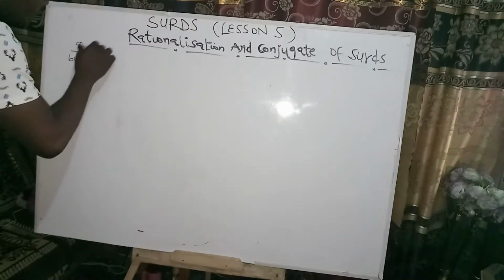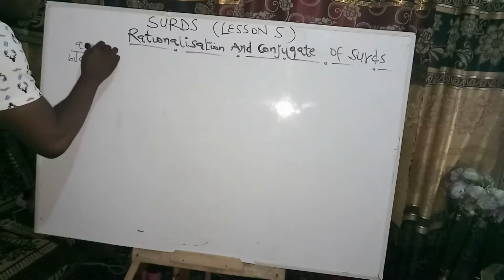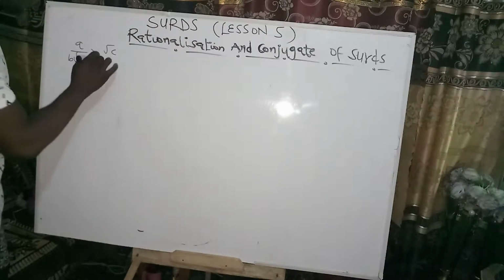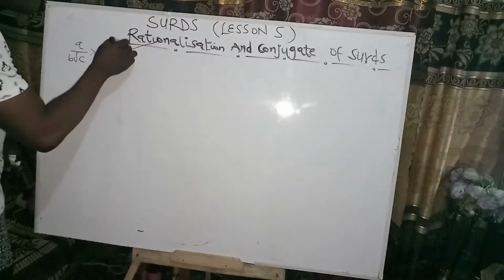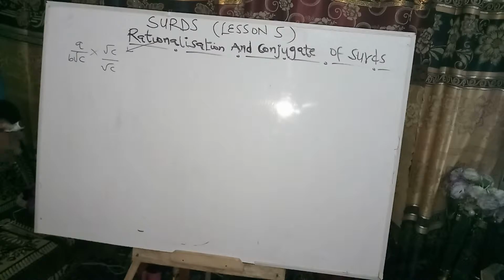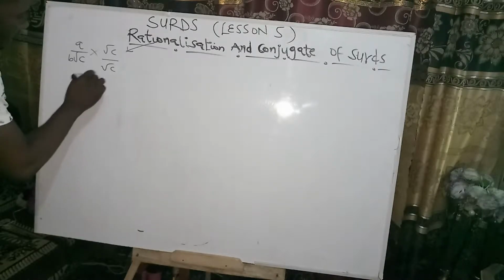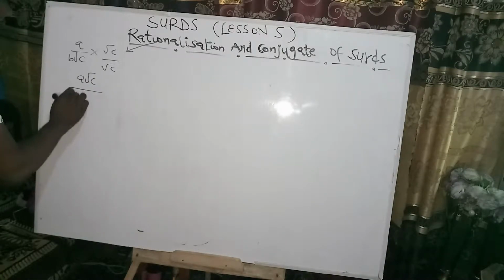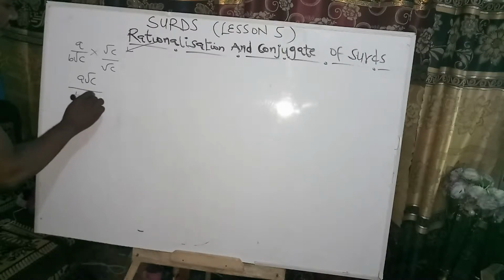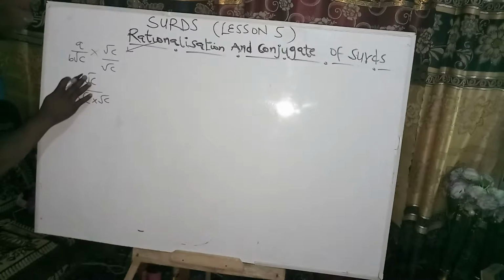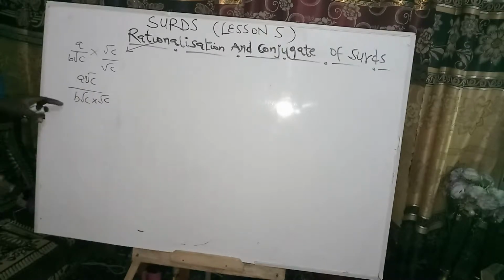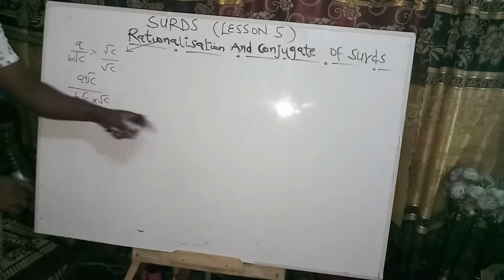So we are going to multiply the numerator by root c and the denominator also by what? Root c. We are dealing with rationalization. So we are going to get a root c all over b root c times root c. Yes, so a times root c, and b root c times root c.